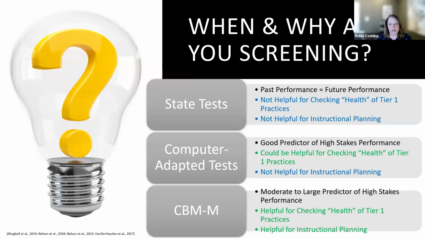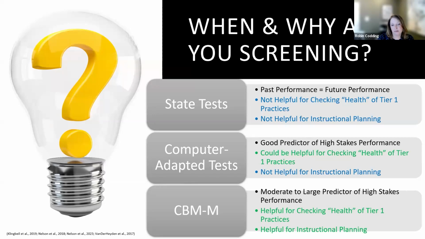And then the last one that we could potentially utilize for screening is curriculum-based measurement in math. Curriculum-based measures in math are moderate to large predictors of high stakes performance. They are helpful for checking the health of tier one practices, and they are helpful for instructional planning. And that shouldn't be a surprise because I already kind of let the cat out of the bag, right, with that table I illustrated to you earlier about how useful curriculum-based measures and curriculum-based assessment can be.